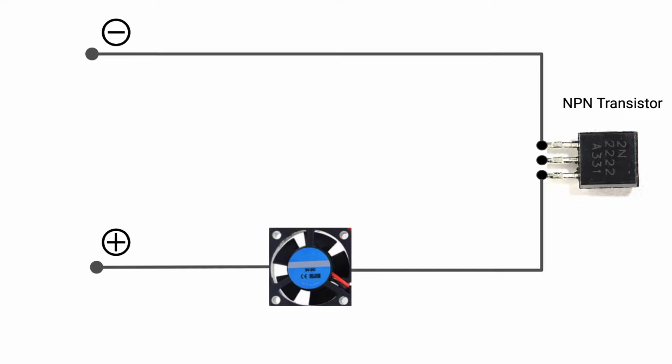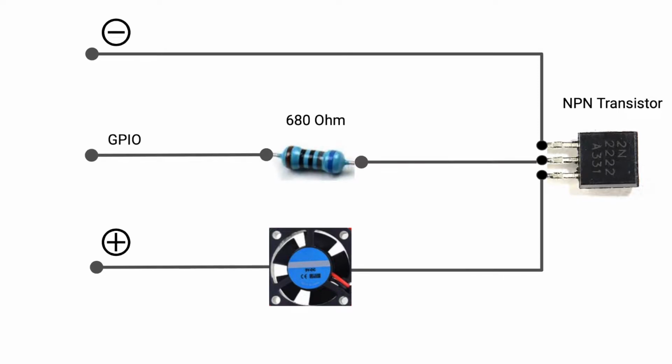So we connect the emitter to negative and the collector to the negative terminal of the fan, and we connect a 680 ohm resistor to the base of the transistor, and we pass the input signal from the GPIO. Using pulse width modulation, when we switch the fan on and off frequently, there is noise generated in the motor.